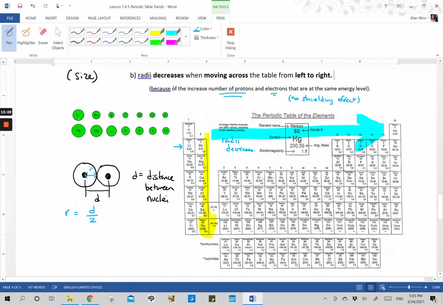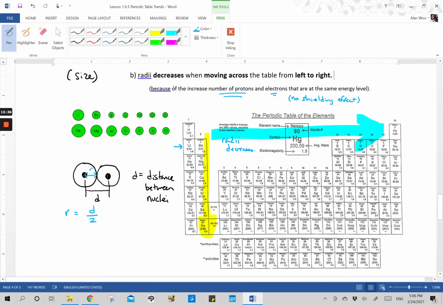So that's why when you look at this little graphic here, going from lithium to fluorine, fluorine is a smaller atom compared to lithium. Okay? Chlorine is slightly bigger than fluorine, but it's still smaller than sodium. So these two trends are kind of important in determining the size of an atom. Okay? So hopefully this lesson here is pretty straightforward.